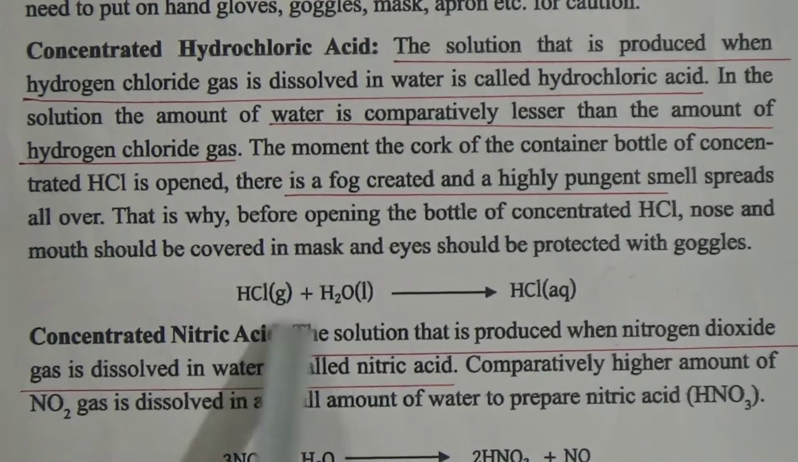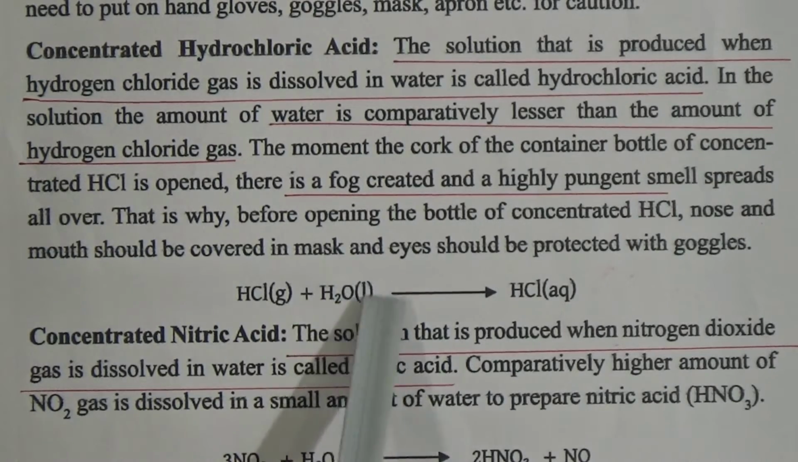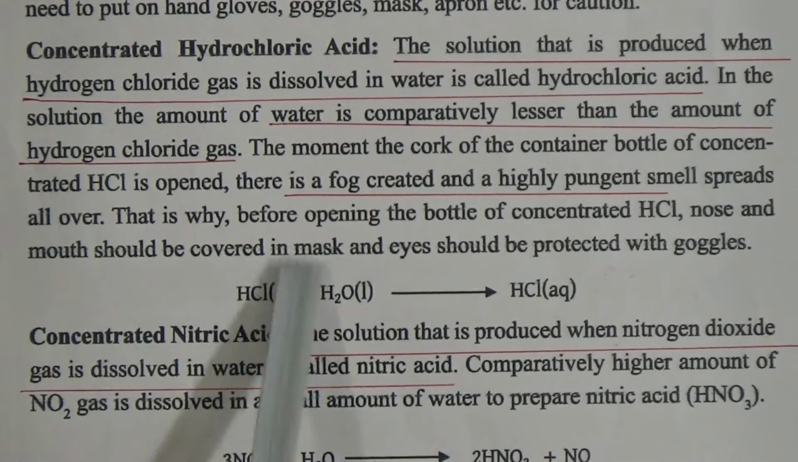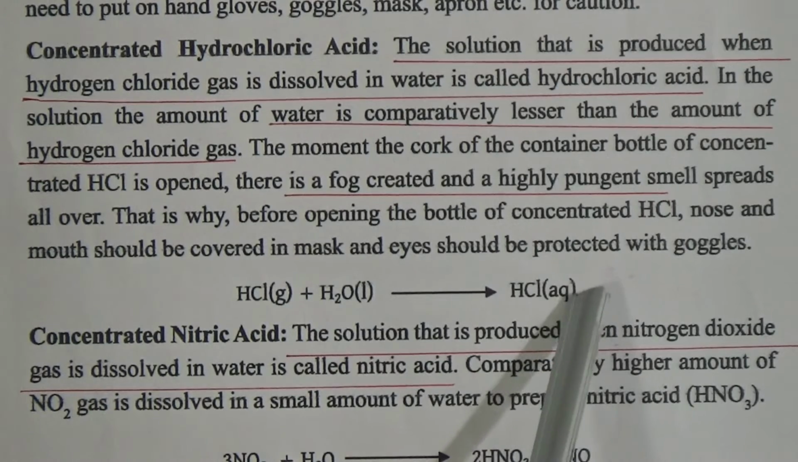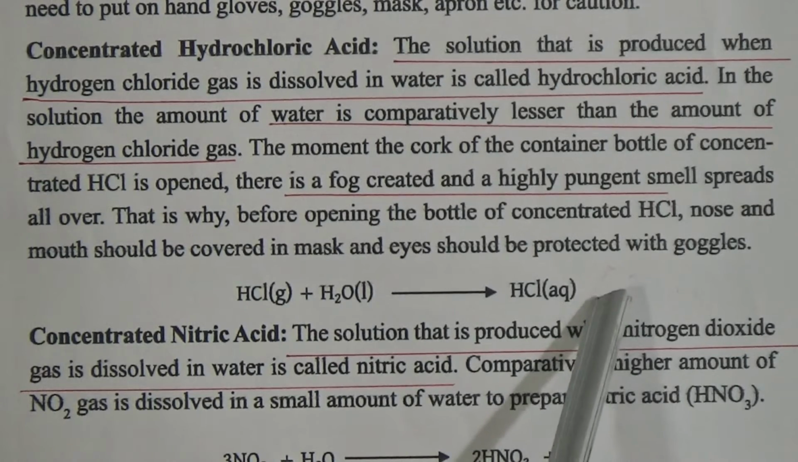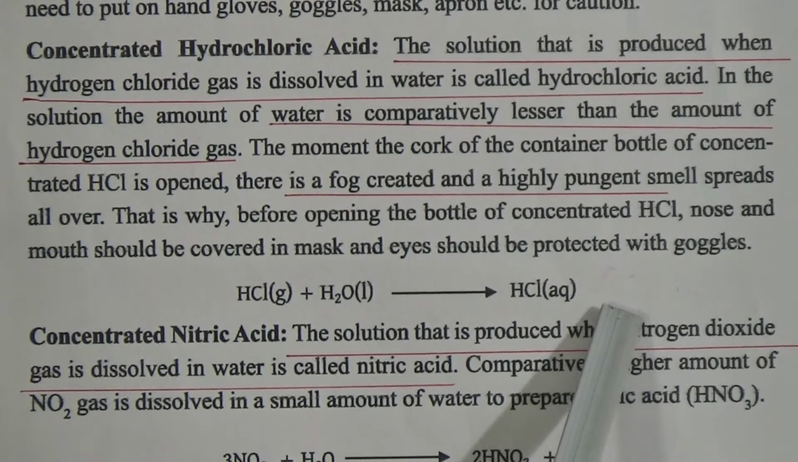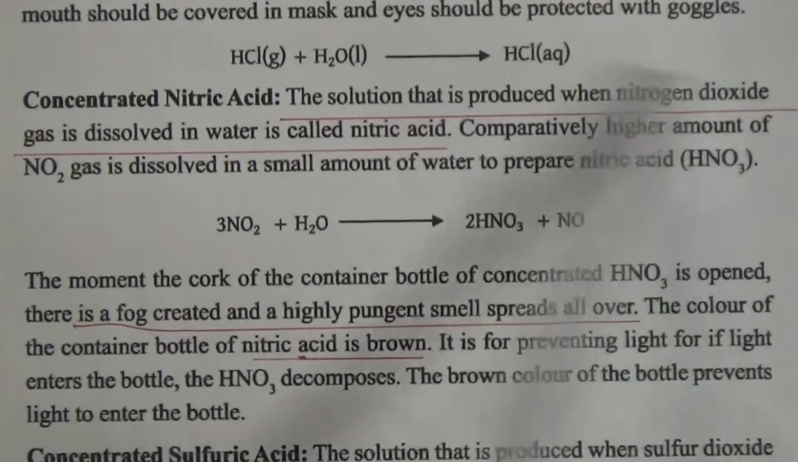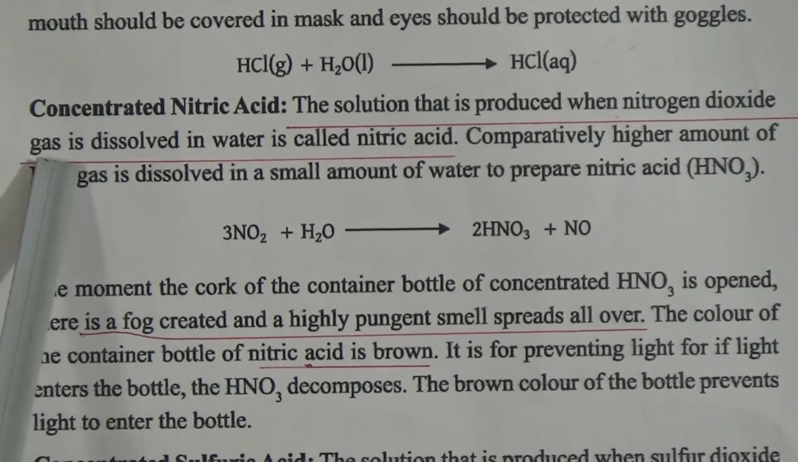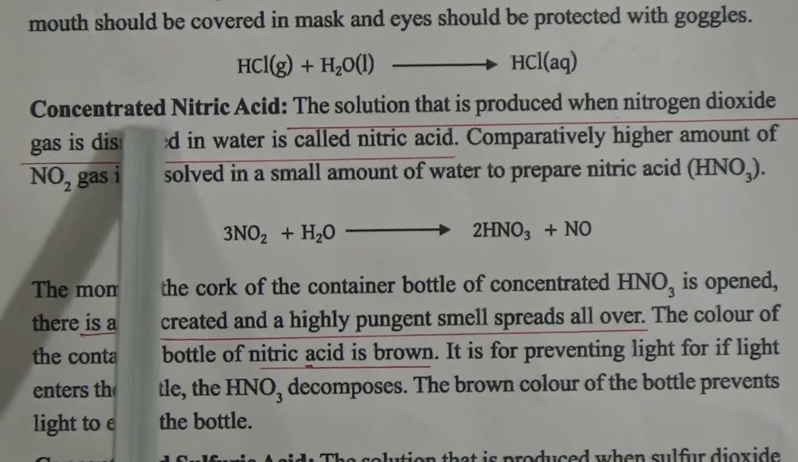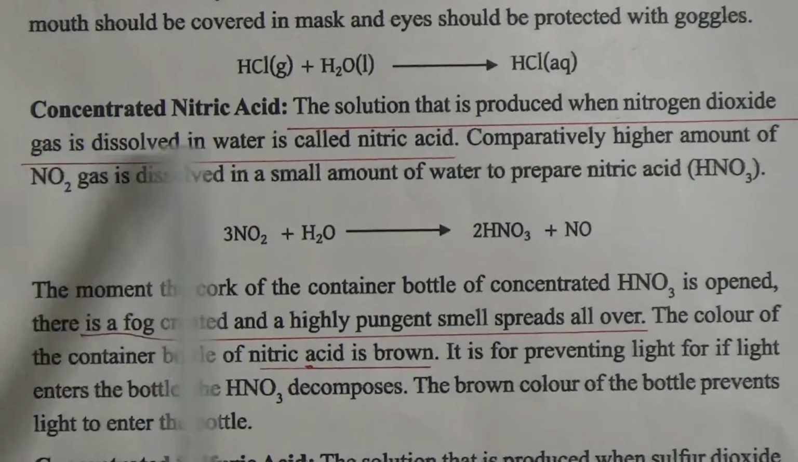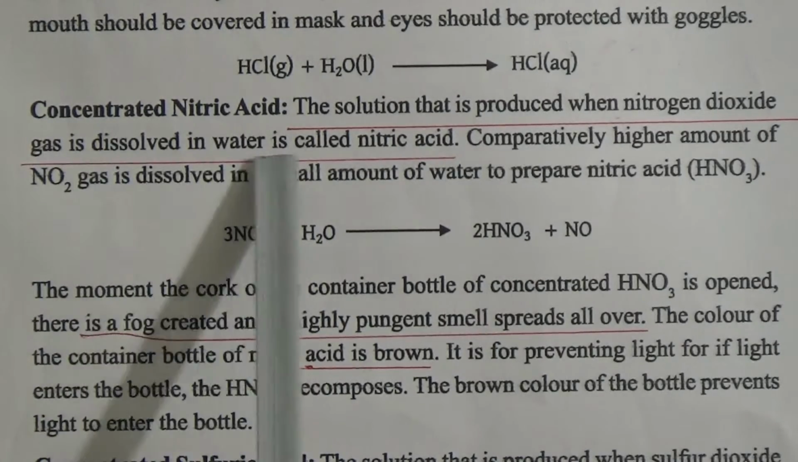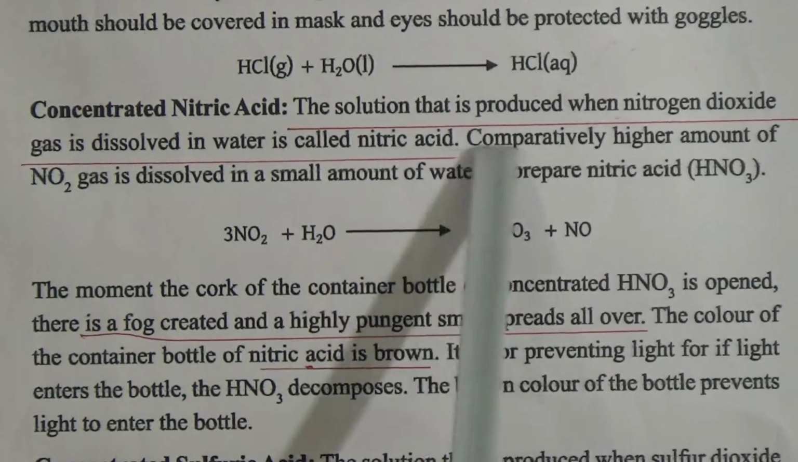Now hydrogen chloride gas and water make the concentrated hydrochloric acid, where the water molecules are fewer than the hydrogen chloride gas molecules. Now come to concentrated nitric acid. This solution is produced when nitrogen dioxide gas is dissolved in water, which is called nitric acid.